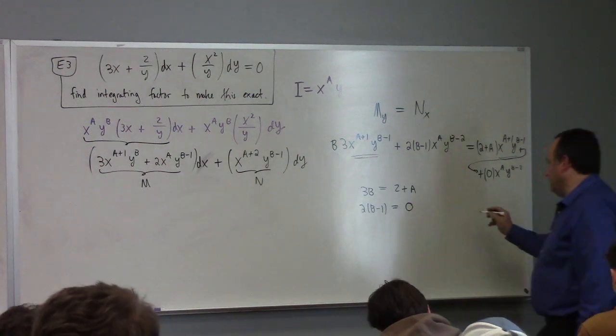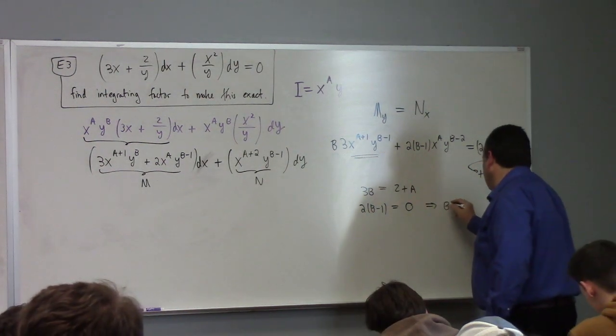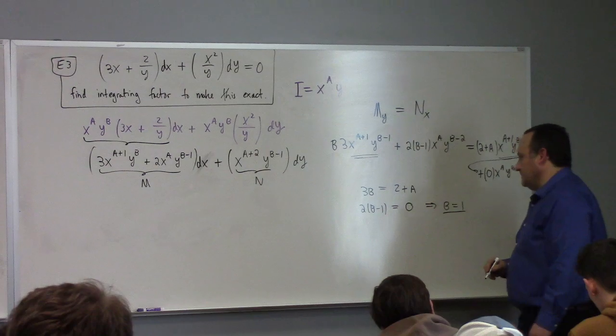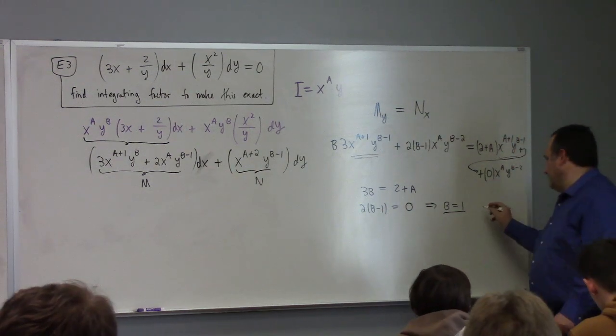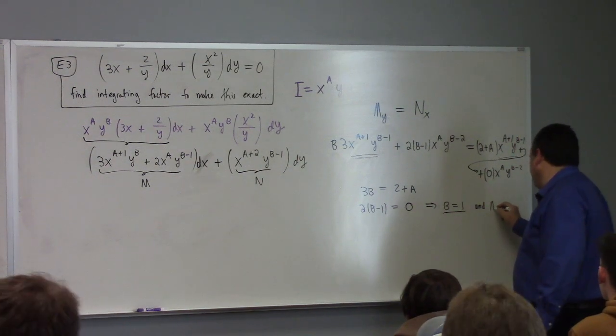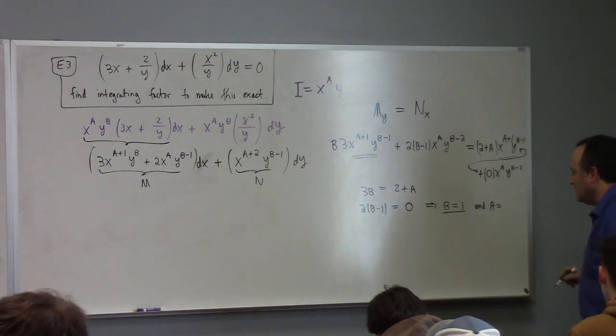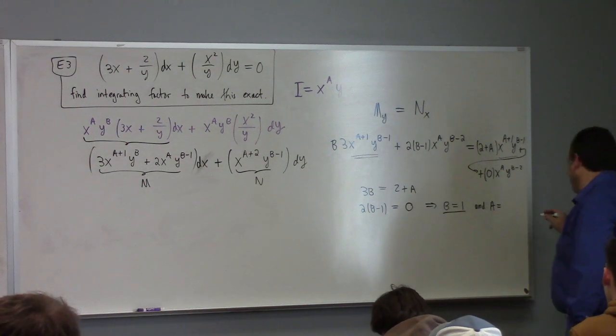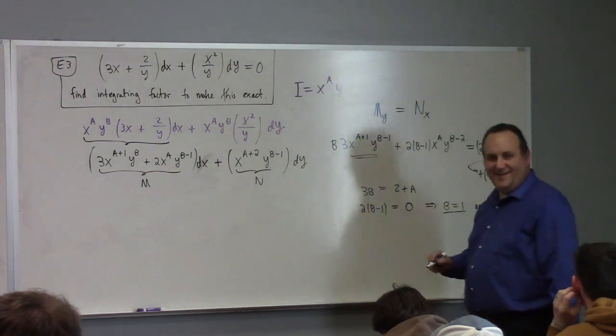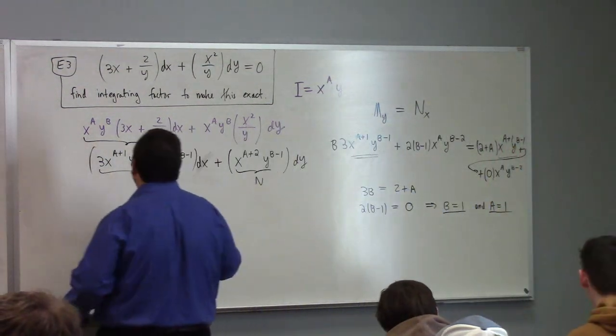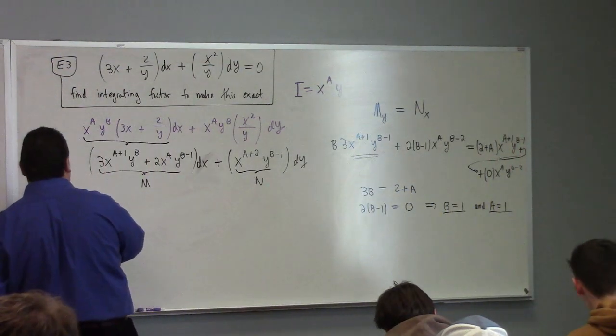So apparently, b is equal to 1. And if b is equal to 1, what's that make a? 1. You say 1? Yeah, cool. Oh, you were right. Hey, look at that. All of this calculation for nothing. We could have just multiplied by xy.